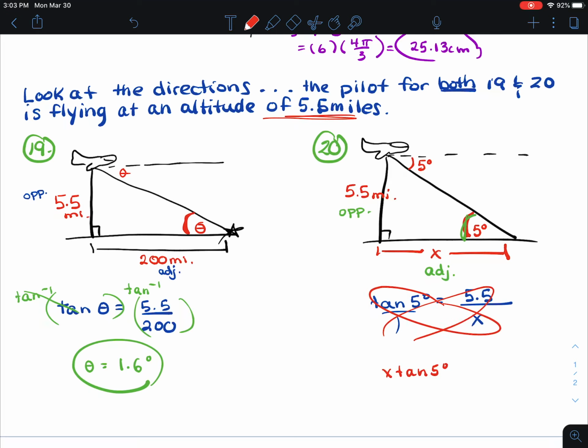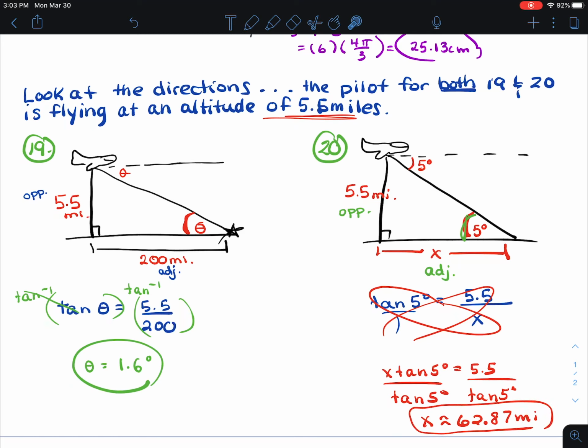Okay, because I've got two fractions equal to each other. And then we would divide both sides by tangent of 5 degrees. Again, if you're in degree mode, you would type in 5.5 divided by tangent of 5 degrees, and it would tell you that the pilot, when he's 67.87 miles back away from the airport, that's when he should start tilting the nose of the plane down to make it there on time.